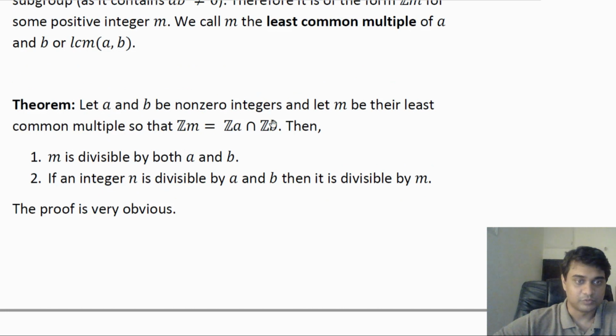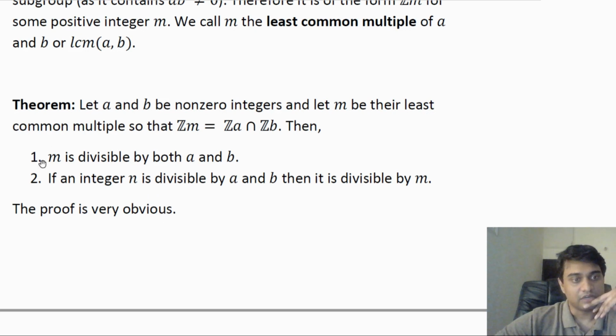So the proof we can do. It's simple, right? M is in ZM, which is equal to ZA intersection ZB. So M is in ZA. M is in ZA means it is a multiple of A, so we can write M as A times some integer. So M is divisible by A. And similarly, M is in ZB, so it is a multiple of B, and divisible by B. So property 1 holds: M is divisible by both A and B.